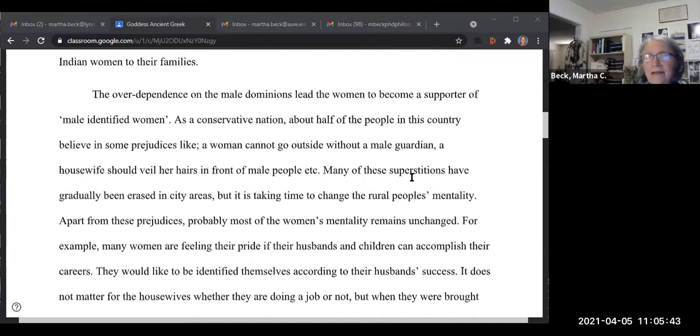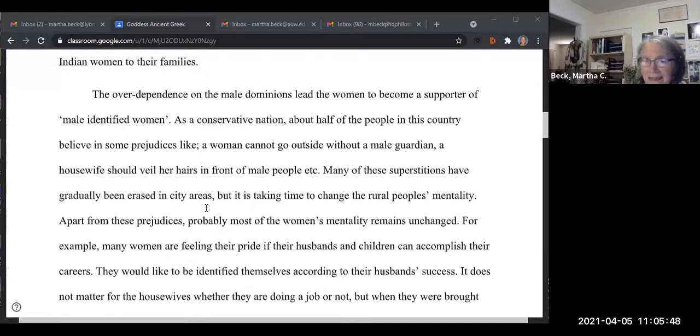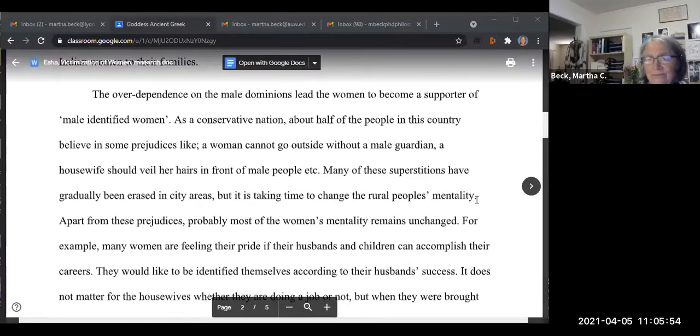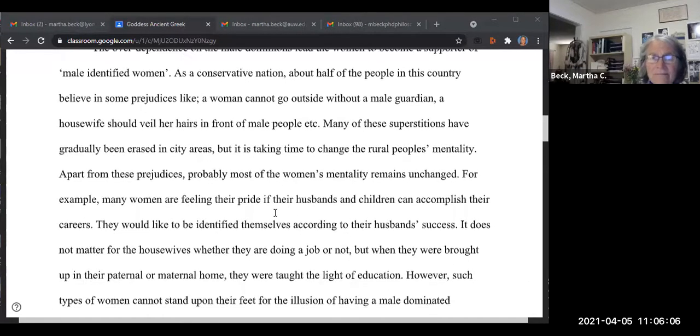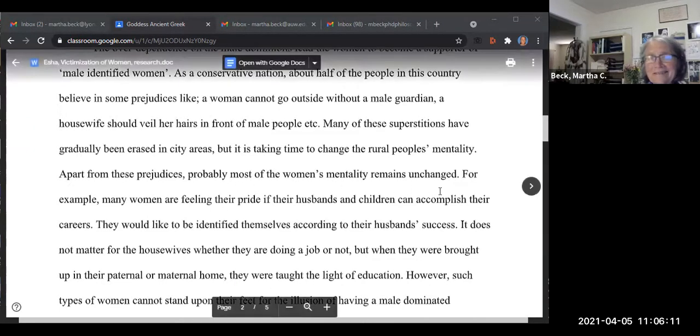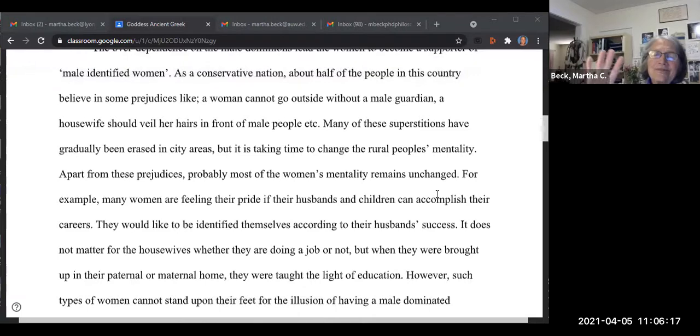Okay, then many of the superstitions have gradually been erased in the city's area. She needs data for that, right? It's taking time to change rural people's mentality. You can get data on that, right? There's lots of data about the difference between urban and rural attitudes. And then she says, probably most women's mentalities is unchanged. Like that's speculation without any support. And you can find scholarly articles to support that.